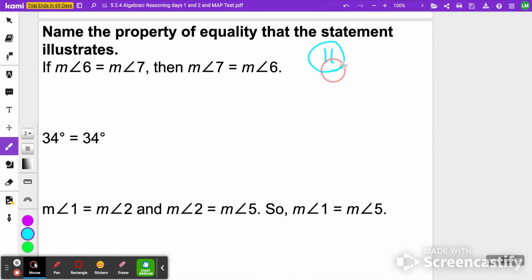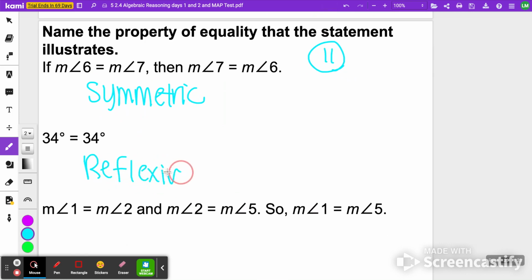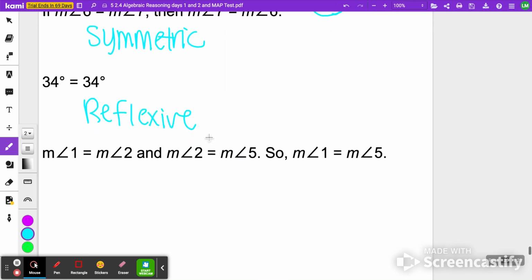Take time to pause the video here, try these on your own, and then click play when you're ready to check it. This first one would be the symmetric property, because we're just doing the measure of angle 6 is equal to measure of angle 7, then the measure of angle 7 is equal to measure of angle 6. This next one is the reflexive, and then this last one is transitive.